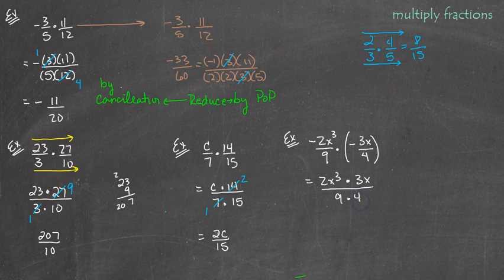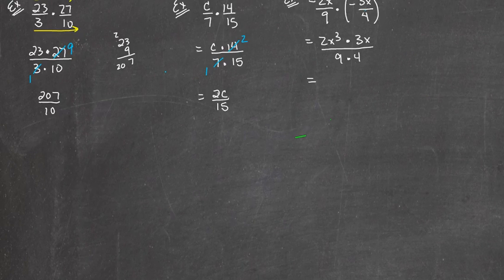Now these are a little bit more complicated, and in this case it's better probably to rearrange it so that all of our integers are together and all of our variables are together. So in the numerator I'm going to write 2 times 3 times x cubed times x over 9 times 4. Okay, so I just put it all together in a different arrangement. I'm allowed to do that with multiplication. Multiplication is commutative. And now I want to do my cancellations.